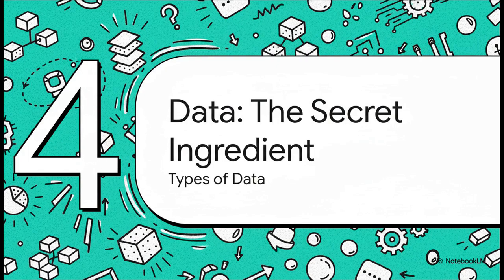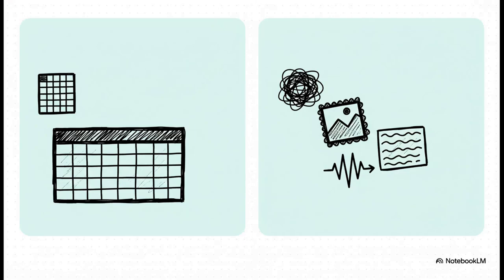So, we've got the concept and we've got the tools, but what's the fuel for this whole engine? The answer, of course, is data. But here's the thing, not all data is created equal. You can basically put data into two big buckets. First, you have structured data. That's the neat and tidy stuff. Think of a giant spreadsheet or a database where every column, like age or price, has a really clear meaning.